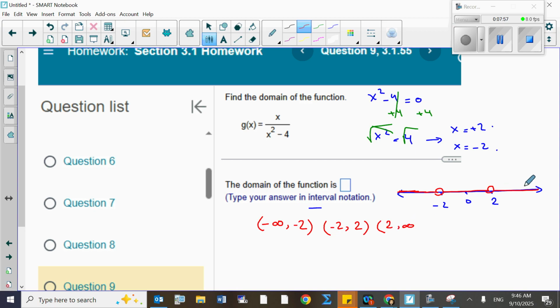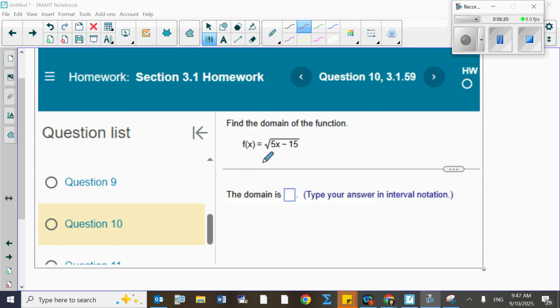After 2, we can continue. So between these points that we have a gap, we're going to write this symbol, which is U. That means union of the sets. So this is my domain here.